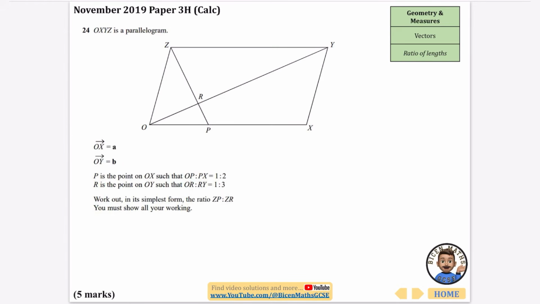Okay, we've got another one to do with ratio of lengths, and it says OXYZ is a parallelogram. OX is equal to A. Where is X on here? I can't even see it. OX is equal to A. OY is equal to B.